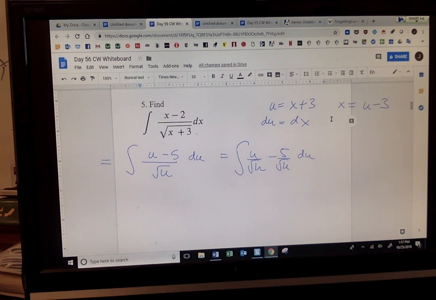Now this is from the previous lesson. If you remember, I'm going to do something, see this comes back. Is that just u to the 1 half? u to the 1 half. So what's u over u to the 1 half? u to the 1 half. And is that minus 5 u to the negative 1 half?